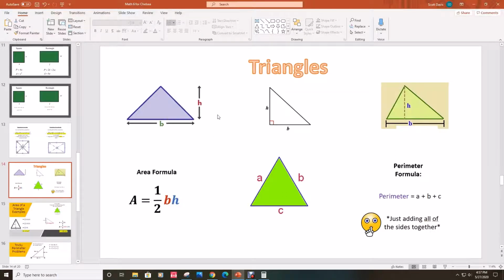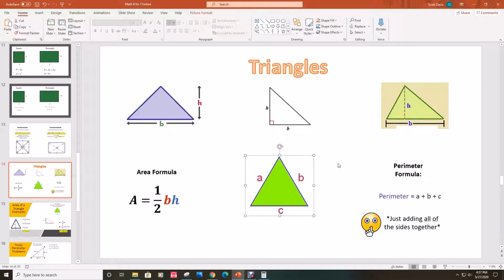This one, even though it kind of looks the same as this one, if you notice, this one has that dotted line drawn in the middle of it that shows you where the height is, whereas this one tells you your height on the outside of your triangle. As long as you see that it goes from the bottom of your triangle to the top, you know that's your height, whether it's right here or it's going through the middle of your triangle.